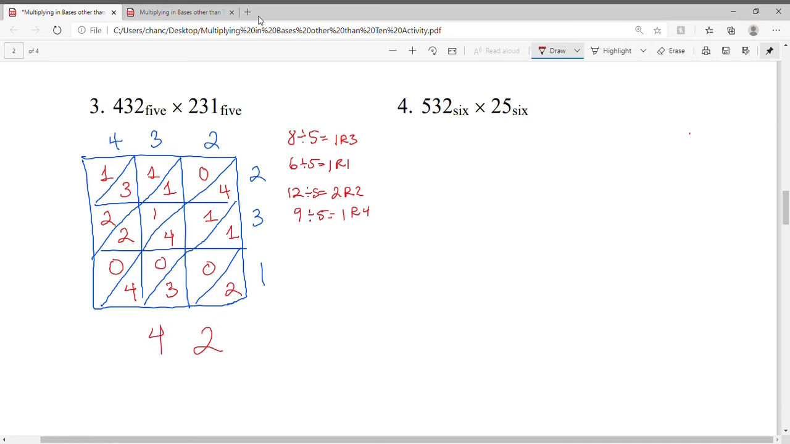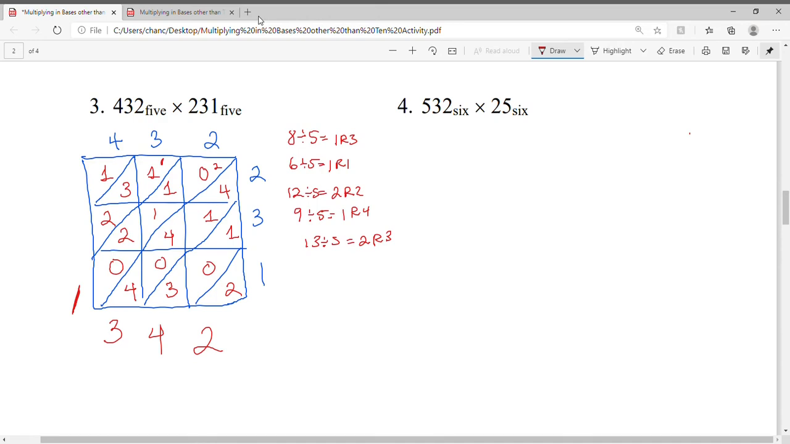4 plus 1 plus 4 plus 4, that's 13. 13 does not exist. 13 divided by 5 is 2, remainder 3. Put a 3 here, carry that 2 over. 2 plus 1 plus 1 plus 2, that is 6. 6 does not exist, but I know that's 1, remainder 1. Put a 1, carry that 1 over.